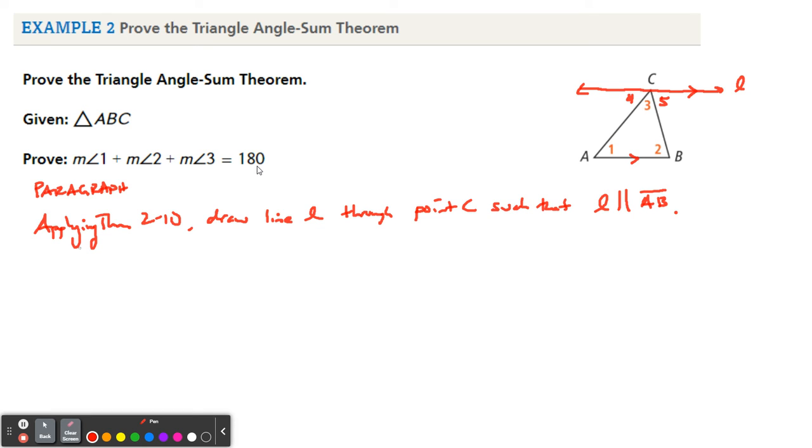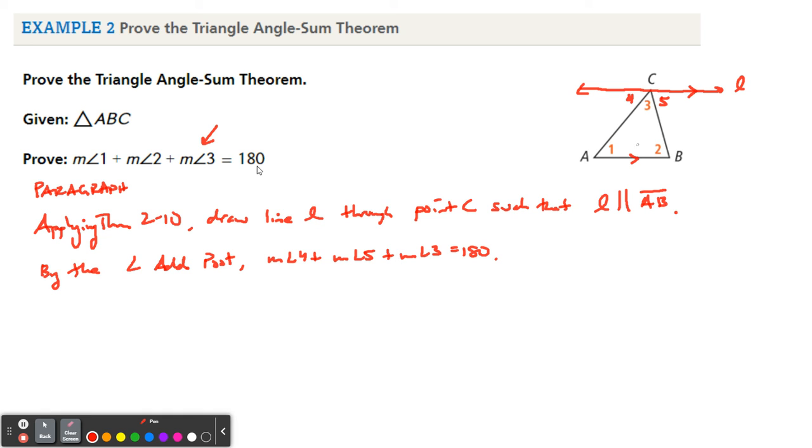Okay, so second step. By the angle addition postulate, the measure of angle 4 plus the measure of angle 5 plus the measure of angle 3 is going to be equal to 180. This is a straight line, has 180 degrees, add up the three angles. Notice I put them in a specific order because if you see how angle 3 comes last, I want to put angle 3 last.